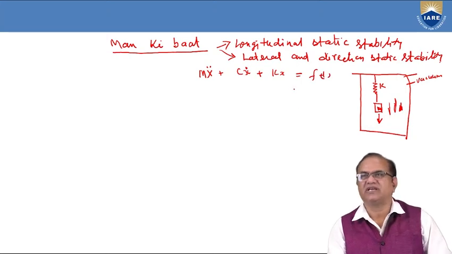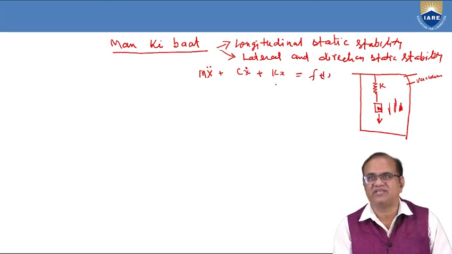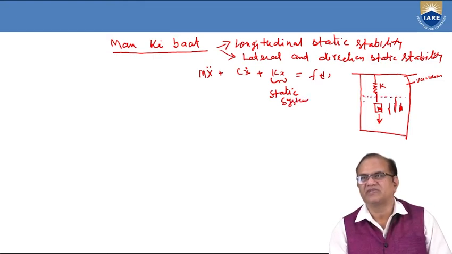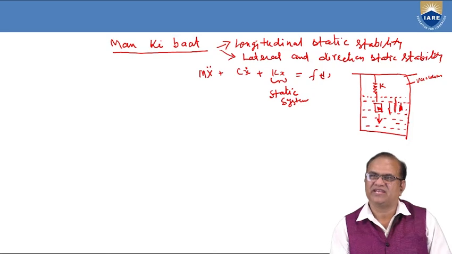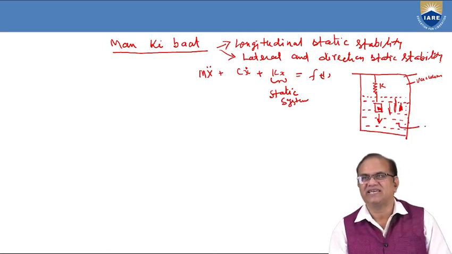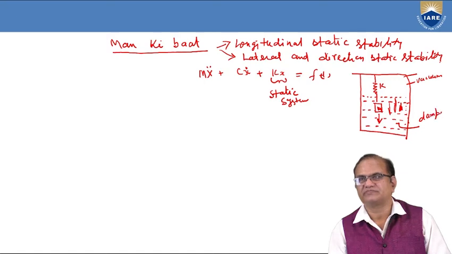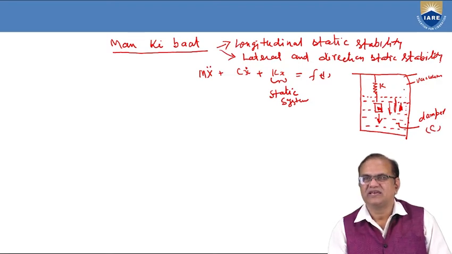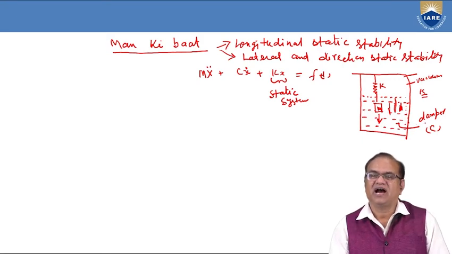This represents the static system. But if we put some liquid or some oil in this system, or air also, but the density of air is very less, this acts as a damper. So in this equation the damper is C, and K is the spring constant. In the static case we only consider Kx, but in the dynamic case this damping also has to be included.